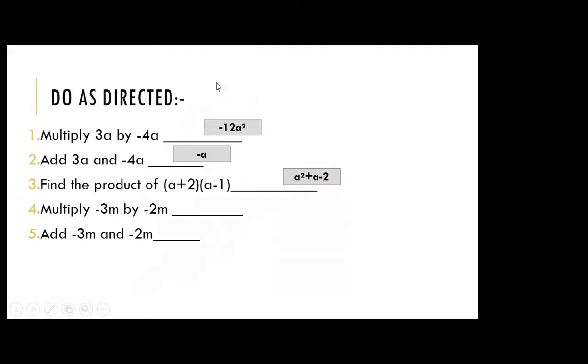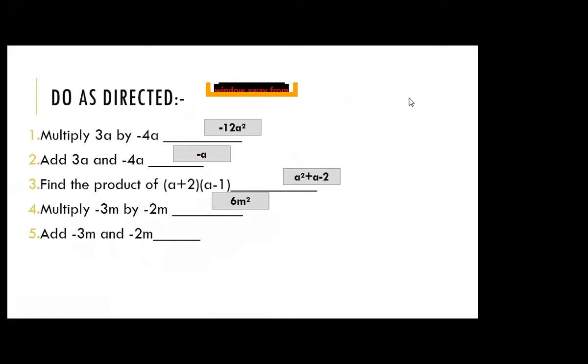What about question number 4? Yes, Aisha? 6 mn. Very good, 6 m square. Very good. 6 m square is the correct answer. What about question number 5?